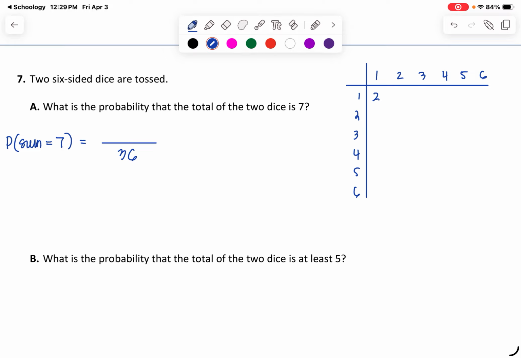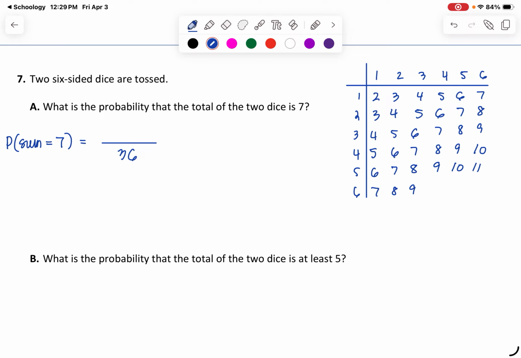So the sum here is 2, 3, 4, 5, 6, 7. The sum here is 3, 4, 5, 6, 7, 8. 4, 5, 6, 7, 8, 9. So fun. 5, 6, 7, 8, 9, 10. I could have just Googled a picture. 6, 7, 8, 9, 10, 11. But I missed out on the fun. 7, 8, 9, 10, 11, 12. Okay, that was fun.